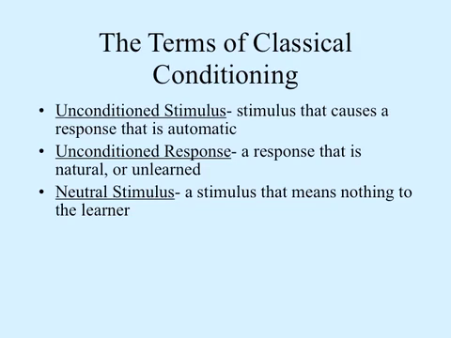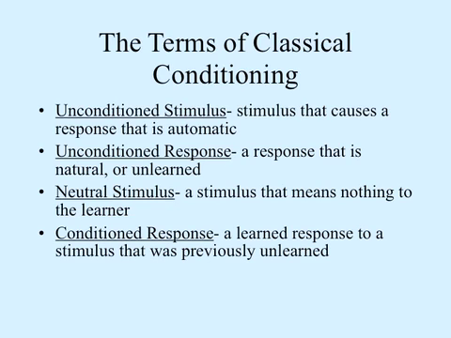What we can do then, and this is what Pavlov ended up doing in his experiments, is associate that response, that natural or unlearned response, with something that initially means nothing to the learner, and we're going to see learning occur. And so a neutral stimulus is just something that means nothing to the learner initially, right? It's not good, it's not bad, it's just neutral. And what we do is if we can connect that unconditioned stimulus and that neutral stimulus together, we can actually make a conditioned response, which is just a learned response to the stimulus that was previously unlearned. Okay?